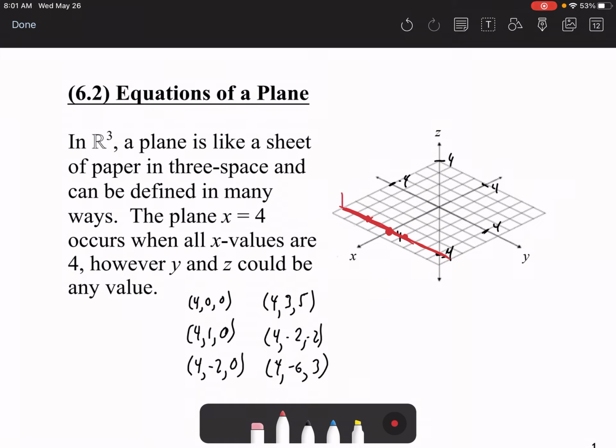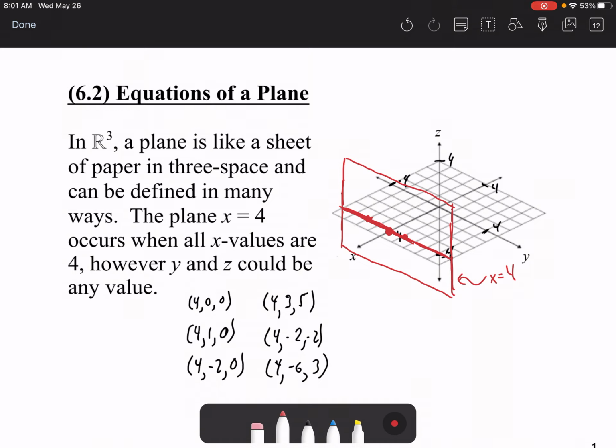All you have to do now is take that line and project it into 3 dimensions. You can project it upwards, or you can project it downwards. And then you get a plane like this. It looks like a sheet of paper.